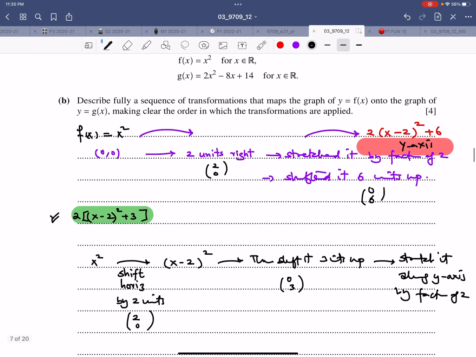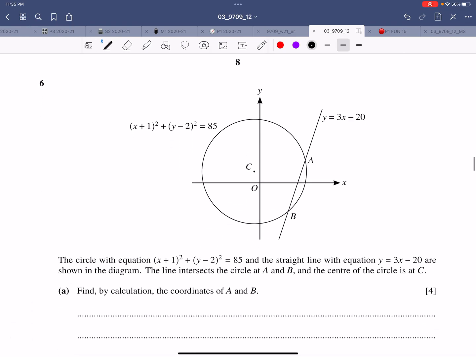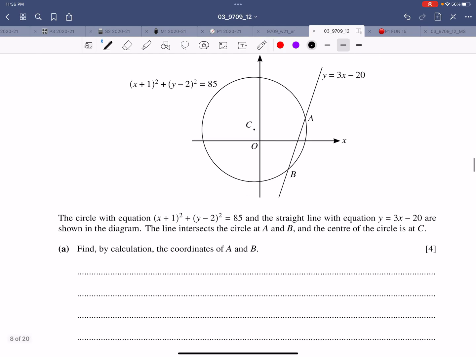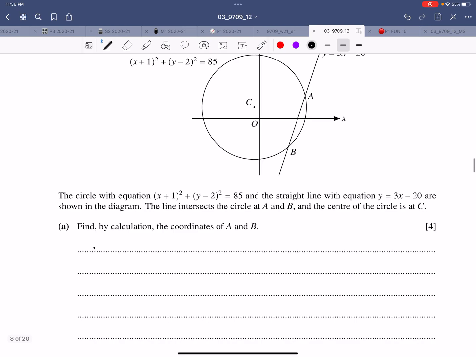Question number 6, a question on circles. So this is a circle and this is the circle equation. What does the question say? It says the circle with equation such and such and the straight line with equation such and such are shown in the diagram. The line intersects the circle and C is the center. Find by calculation the coordinates of A and B. So this is (x + 1)² + (y − 2)² = 85. And let me also write one more thing, I might be needing it later: (x − h)² + (y − k)² = r².